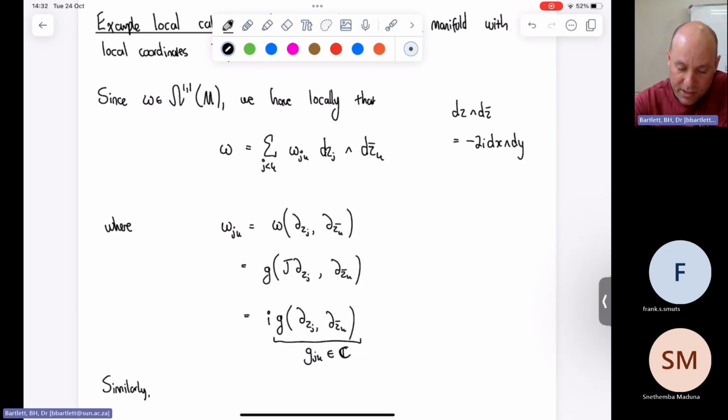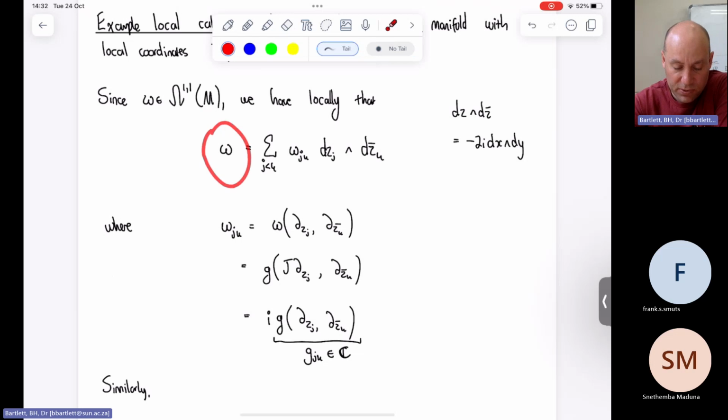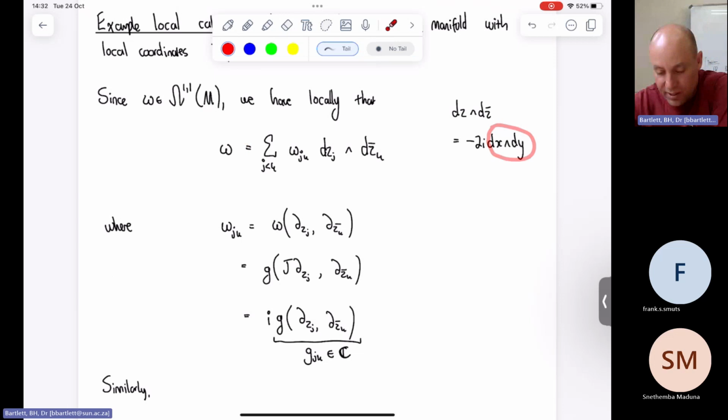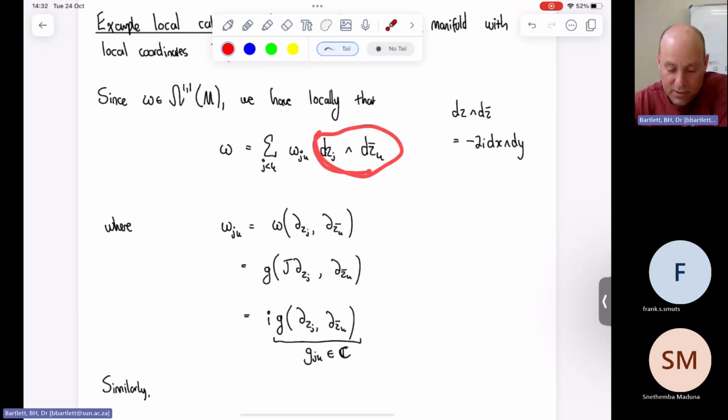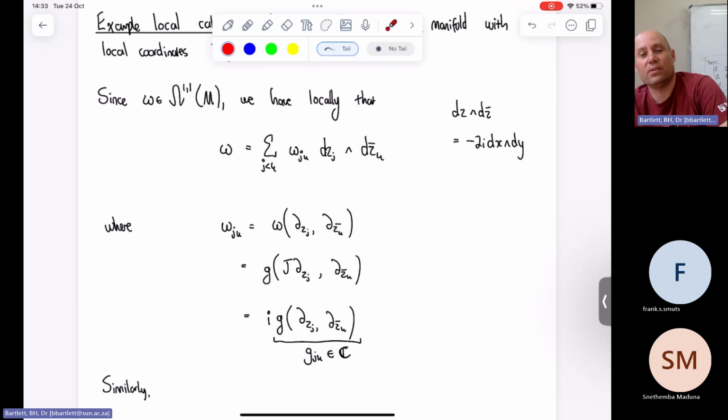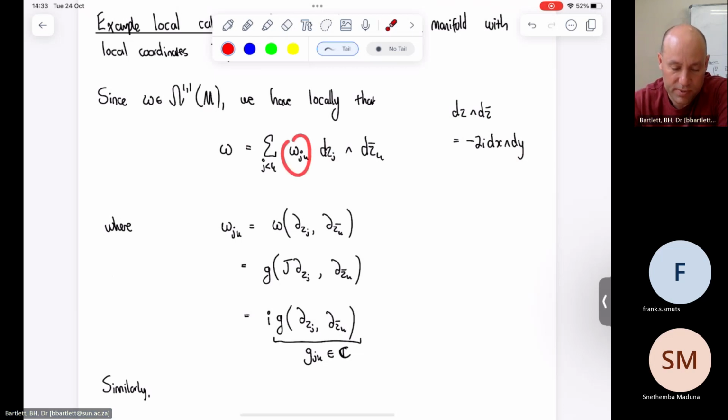So what I do know is that omega is a real two form, and so when I express it in terms of x's and y's, it has to have real coefficients in front. So this guy is going to be 2I or minus 2I times something involving dx and dy's. So that means that these numbers here have to be purely imaginary, right? In order for omega to be a real valued two form.